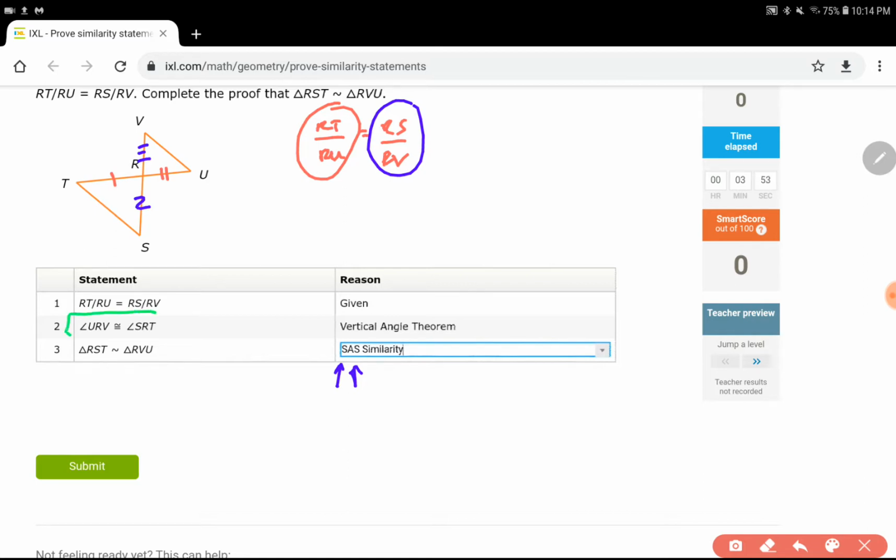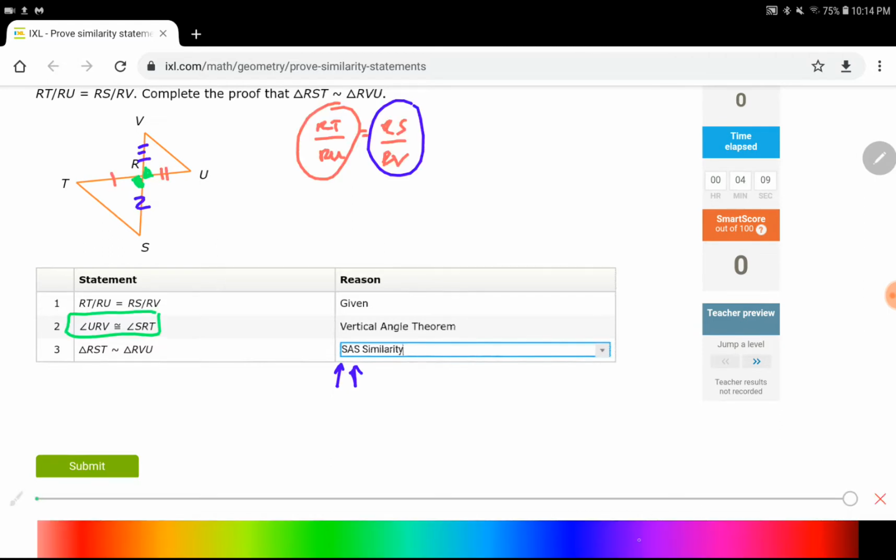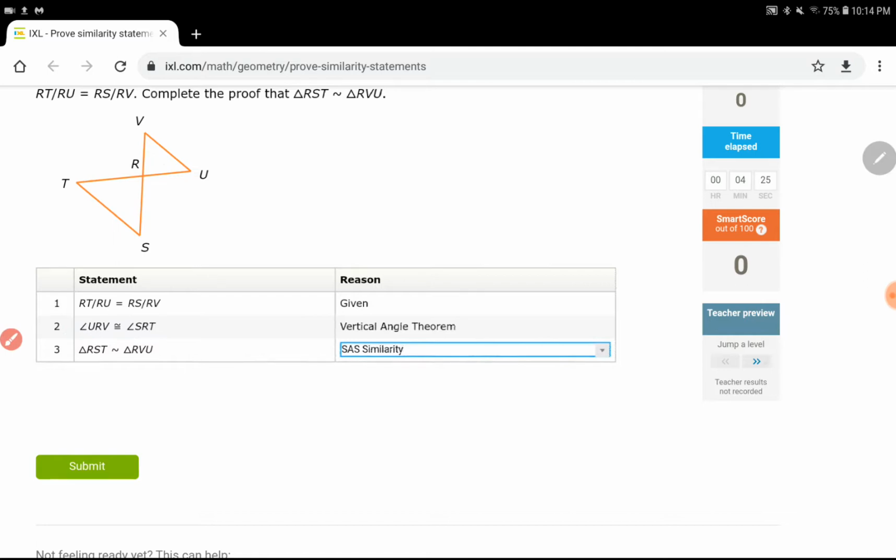Let's identify these two angles. URV is right here. And then SRT, start from S, go to R, and then go to T. The one in the middle is your angle. Look at the pattern in both of the triangles. They are exactly the same. There's one side, angle, and another side, side, angle, side. So my answer for this question would be side-angle-side, and let's move on to the next question.